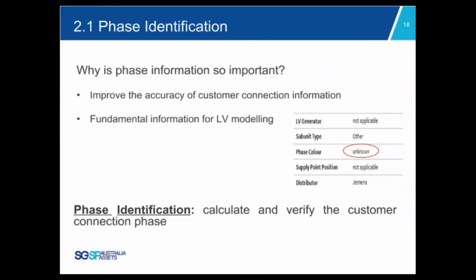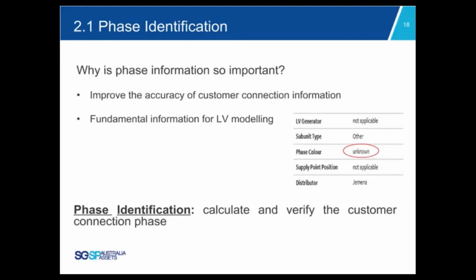So why is phase information so important? Phase information improves the accuracy of customer connection information to avoid wrong outage notifications to customers, especially for life support customers. A wrong planned outage notification not only damages customer reputation, but also causes penalties from Australian energy regulators.